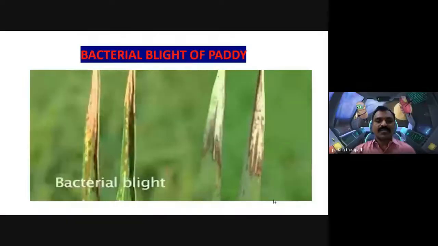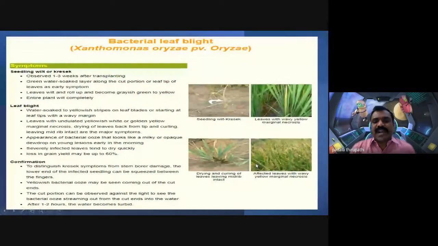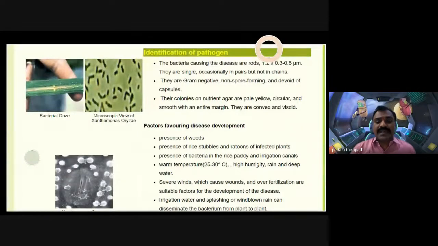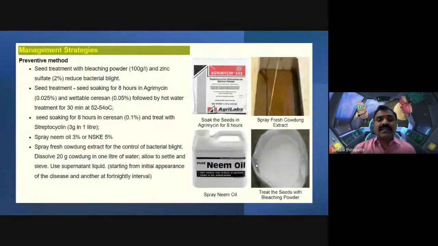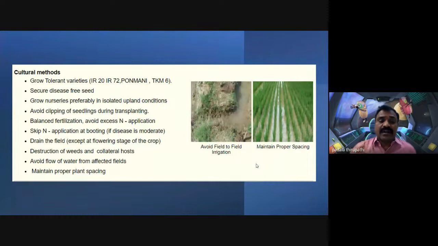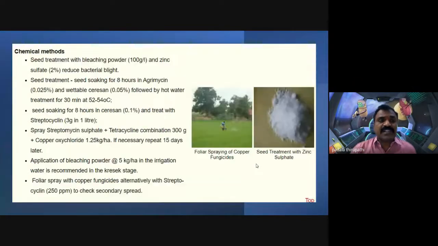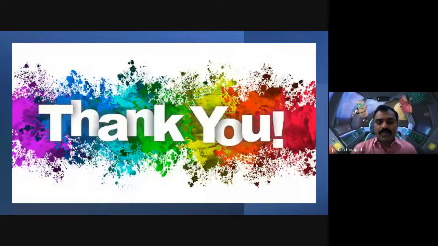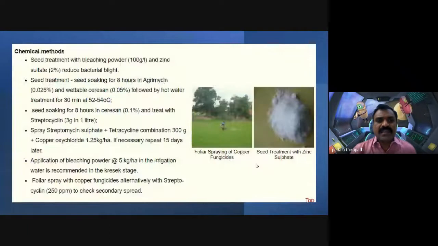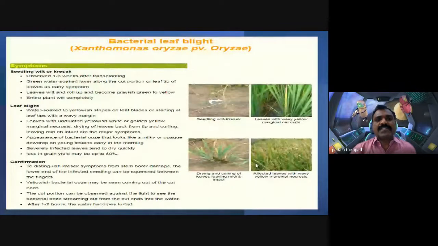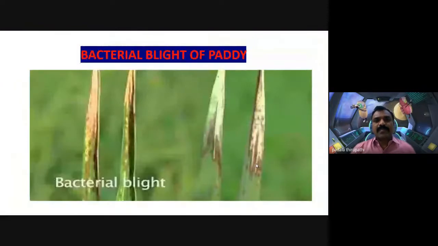Yes, sir. So in this bacterial blight of paddy, we are going to discuss what symptoms we observe in plants, how to identify this pathogen, and what the management strategies are for controlling this disease. Along with that, which types of cultural methods are used, and along with cultural methods, what chemical methods we are going to adopt in the control of these plant diseases. So today we are going to discuss the bacterial blight. Okay, bacterial blight of paddy.